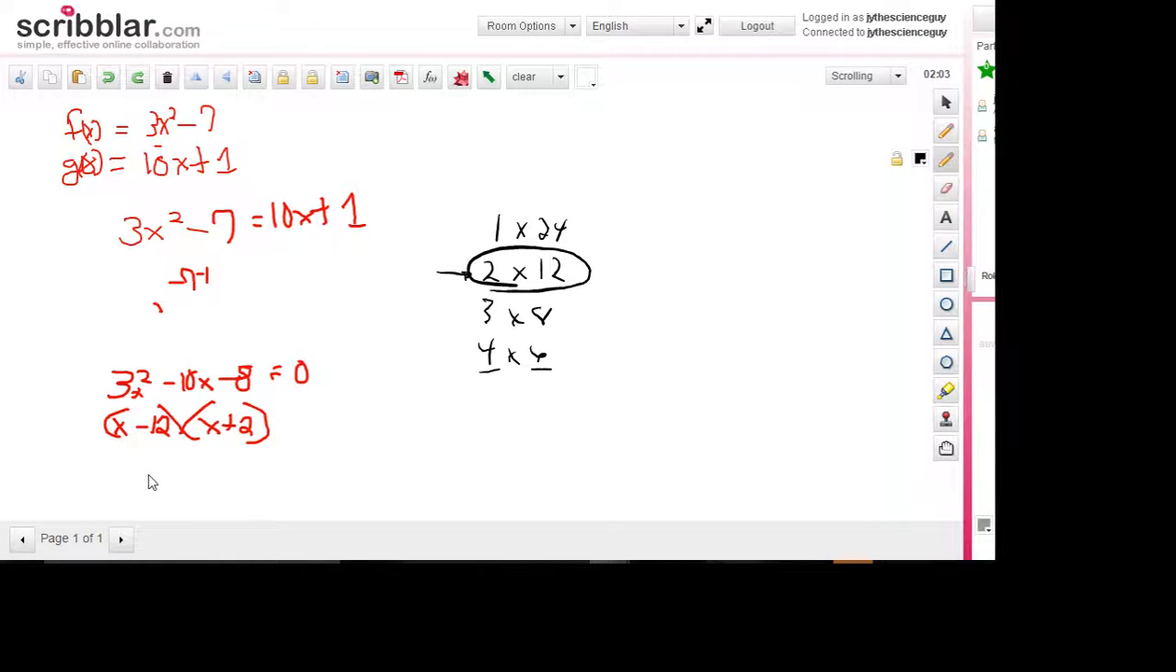Do I set it to 0? Oh, not yet. You still got to do something with this number. Do you remember? That's the divide part. Oh, I need to divide it by 3. Both of them. Yep. So this will give me negative 4. This will give me x plus 2/3.